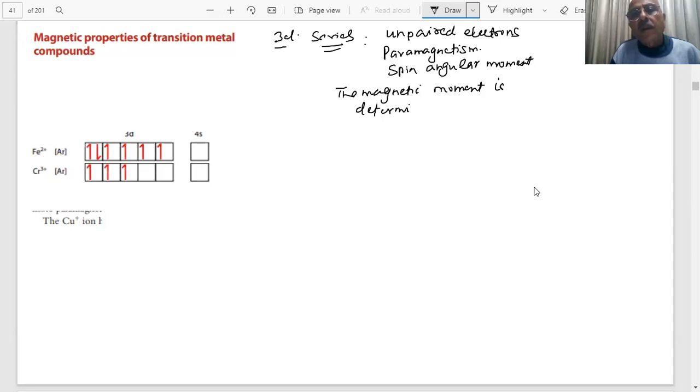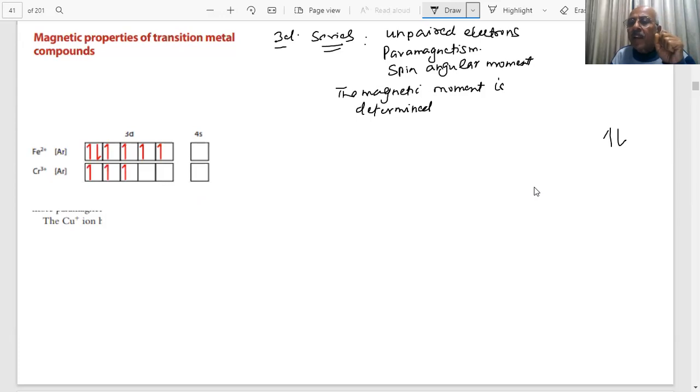So, what does it mean to be paramagnetic? Diamagnetic means it has no unpaired electrons and it will repel the magnetic field. If I bring a magnetic field, it will repel. The substances which are paramagnetic are attracted towards the magnetic field because they have unpaired electrons. It behaves like a bar magnet. If the electrons are paired, student, the spin magnetic moments cancel. They cancel each other because one spin is north-south, the other is south-north. They cancel. They are quenched.